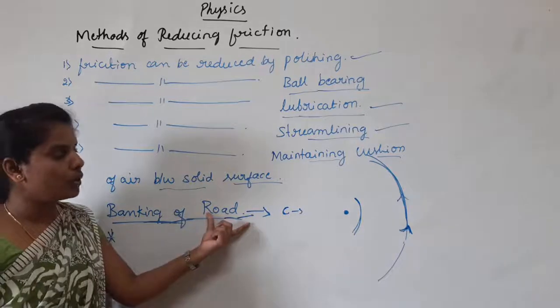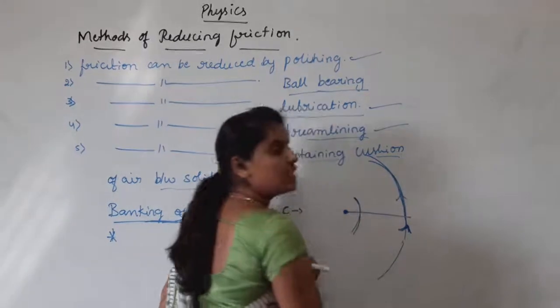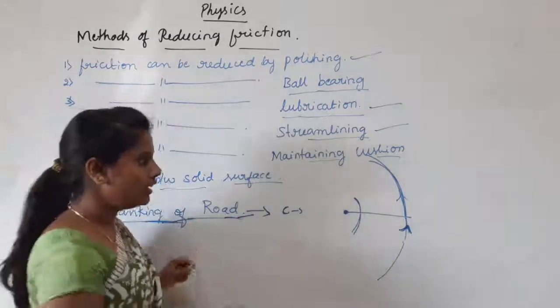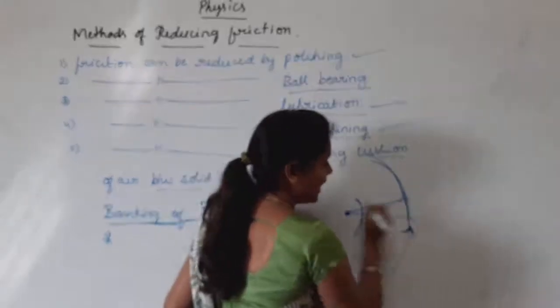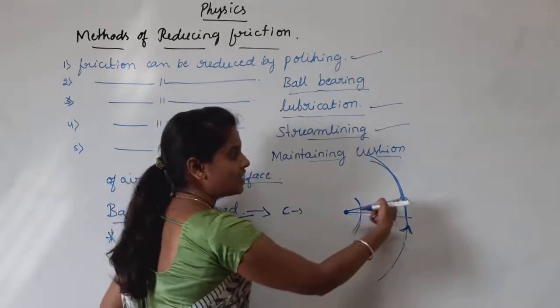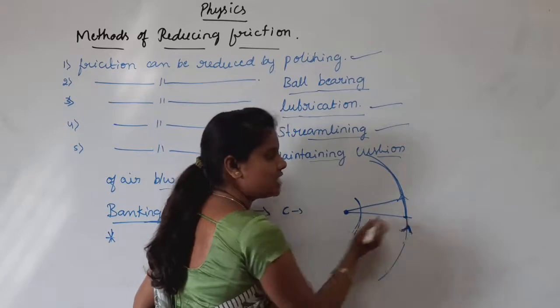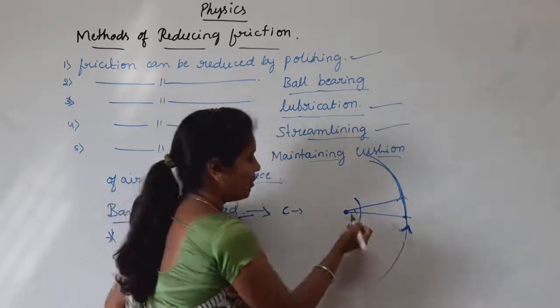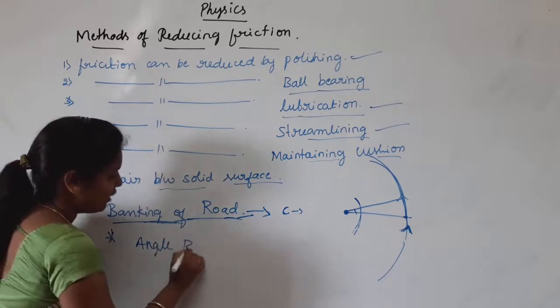Then what is the angle of banking of road? The angle between the inclined surface and the horizontal surface of the road is called the angle of banking of road.